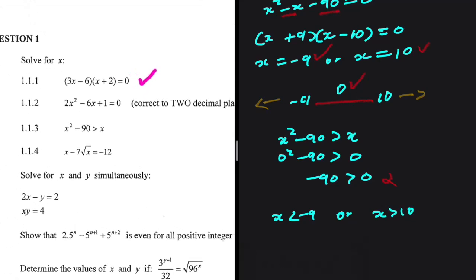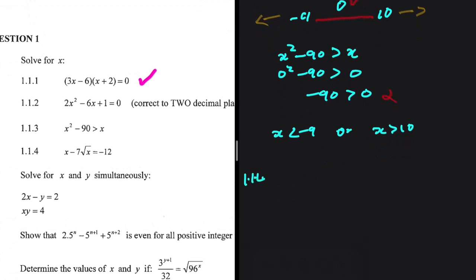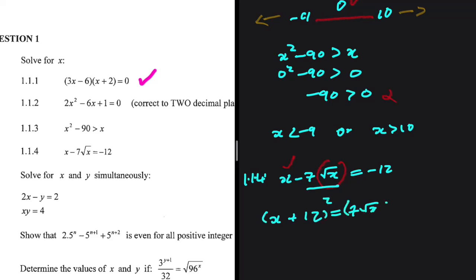1.1.3. Let's take a look at 1.1.4, an interesting question. So we have x minus 7 square root of x equals minus 12. Well, I have square root of x, so I want to square both sides. But then if I have this x and I'm squaring both sides, it gets complicated. So let me take minus 7 square root of x to the right hand side and take minus 12 to the left hand side. I'm going to have x plus 12 equals 7 square root of x. Now I can go ahead and square on both sides.